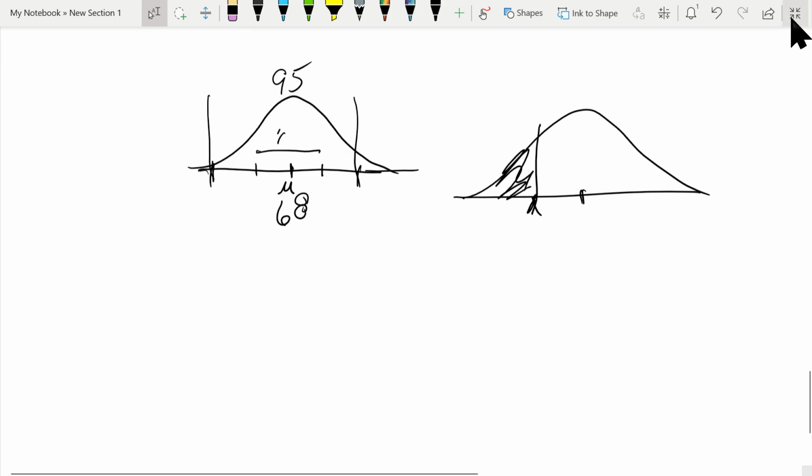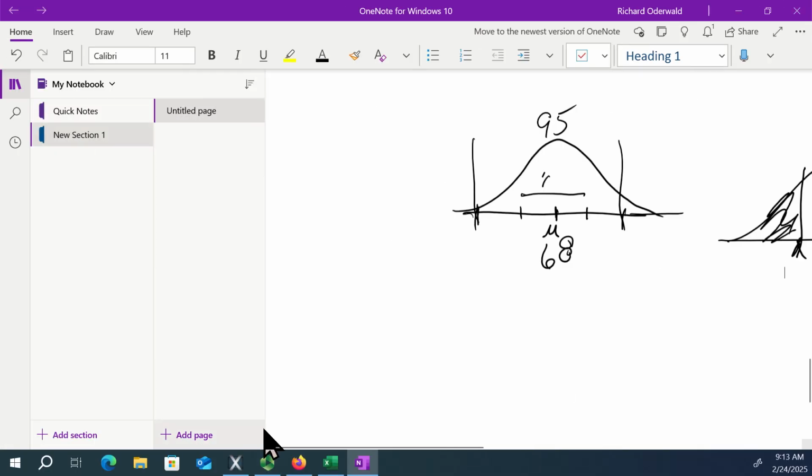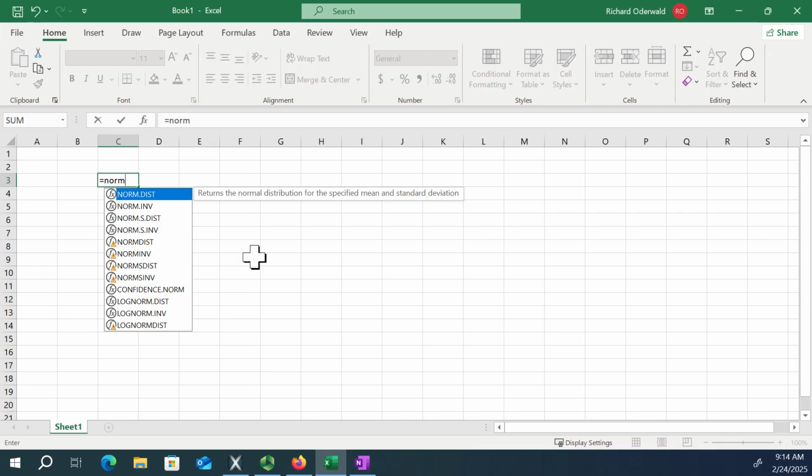The norm.inv, from the left, if you give it a probability, it tells you what the cutoff is. But it's still from the left. So if I put in 50% in the norm.inv, I get the middle. I get the mean.